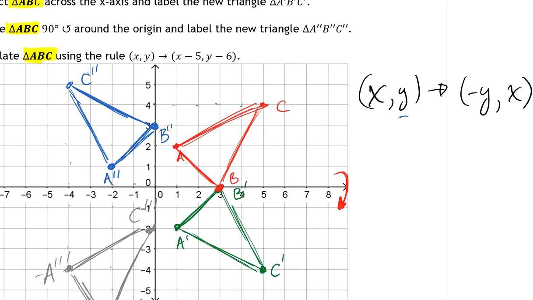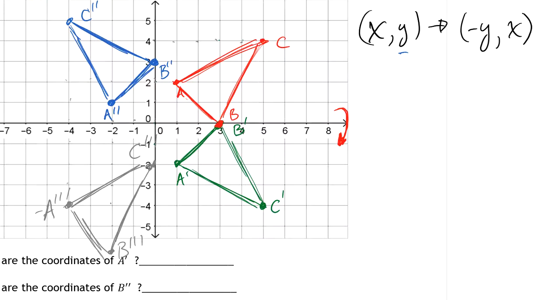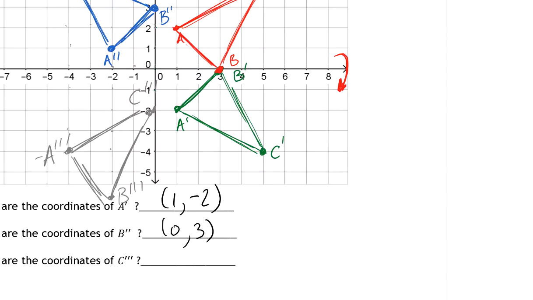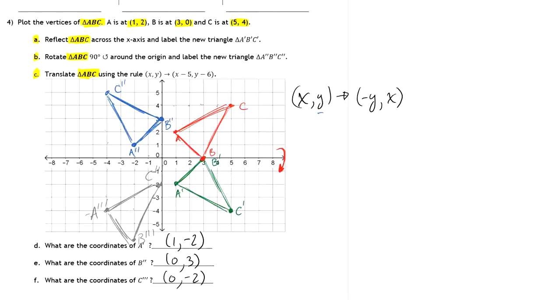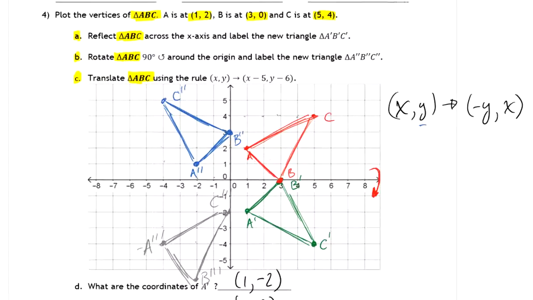So the last part of this question is I have to write down a few of these coordinates just to prove I know what's going on here. So A prime, I can see from the diagram here, A prime is at the point 1, -2. Got it. B double prime is at 0 and then up 3. And then finally, C triple prime is at 0, -2. x is 0, y is -2. So there we are. That's question number 4 in its entirety.